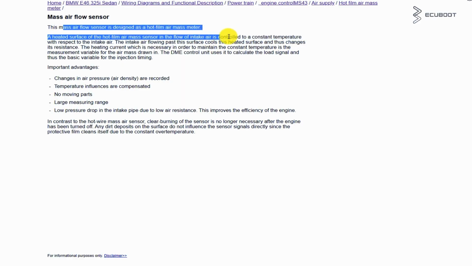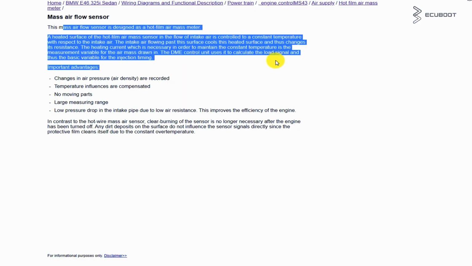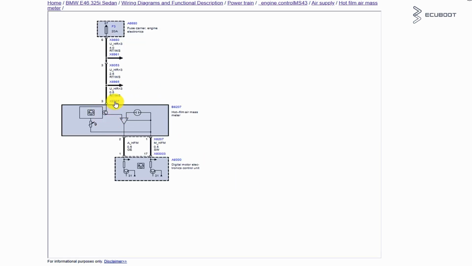For your information, this is a hot film air mass type of sensor. As we can see in the wiring diagram, this sensor has three wires. The third is power. Second is signal. And the first one will be ground.